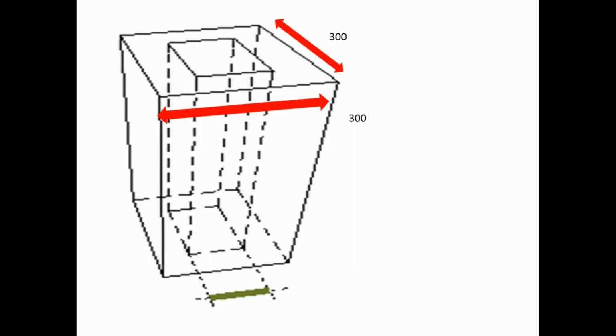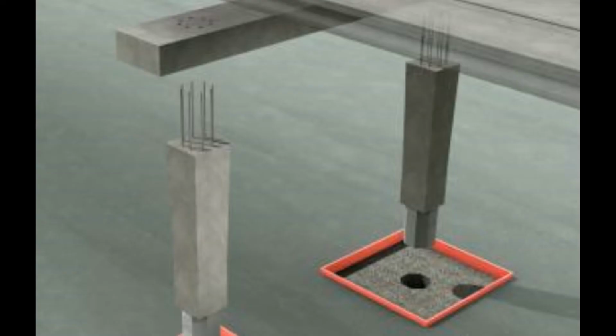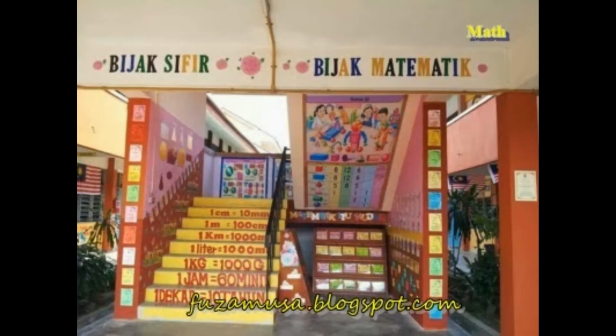After that, I will brief about the column. We designed 300 by 300 mm rectangular columns. The characteristic concrete strength used is 25 Newton per mm square and the characteristic strength of steel is 500 Newton per mm square.